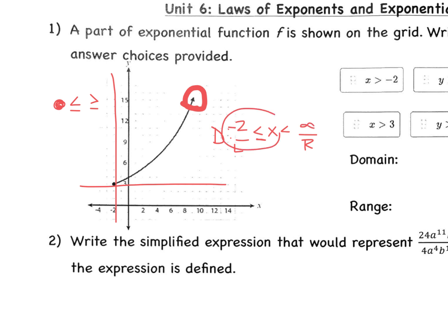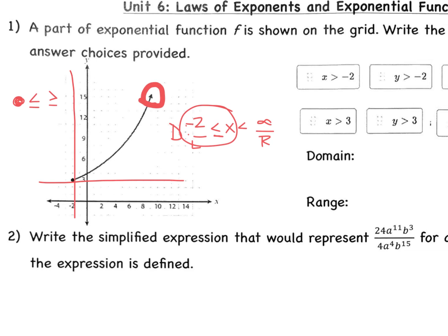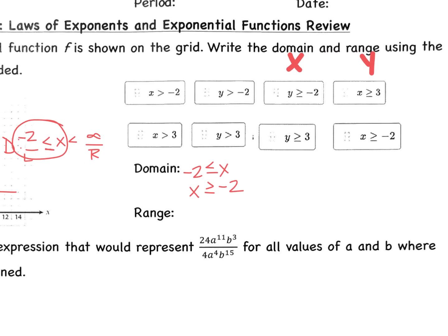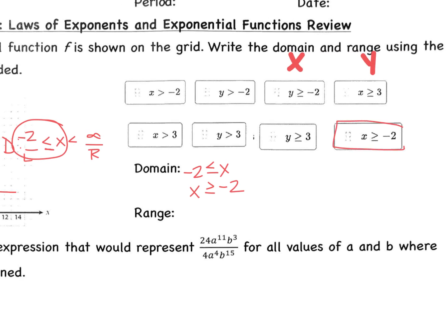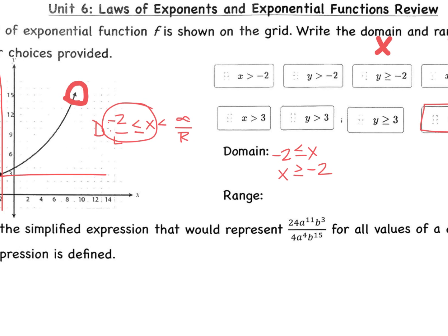So I can write my domain as -2 is less than or equal to x, or I can flip it around and I can do x is greater than or equal to -2. So when I look for my answers, this is going to be my domain. So make sure you pay attention because you also have x right here. You have x is greater than -2, but there's not a line. So that one is not going to work.